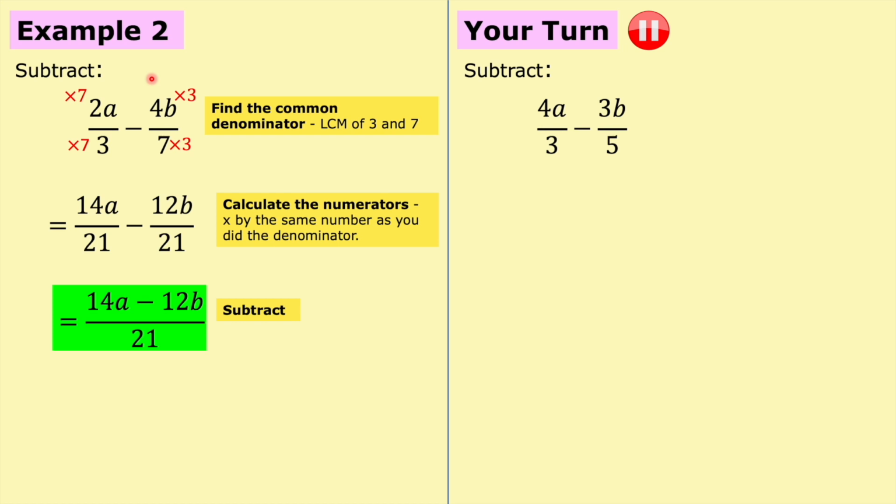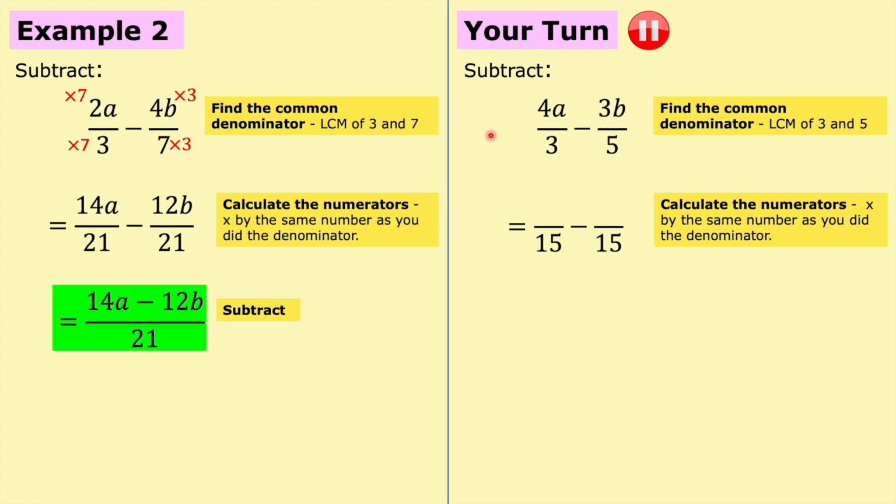Okay, so hopefully you managed to give this one a go. Let's go through the answer. So we've got different denominators there. We can only subtract if we've got the same. So we need to find the common denominator, which is the lowest common multiple of 3 and 5, and you will get 15. So let's change, finding our numerators, let's change the first fraction first.